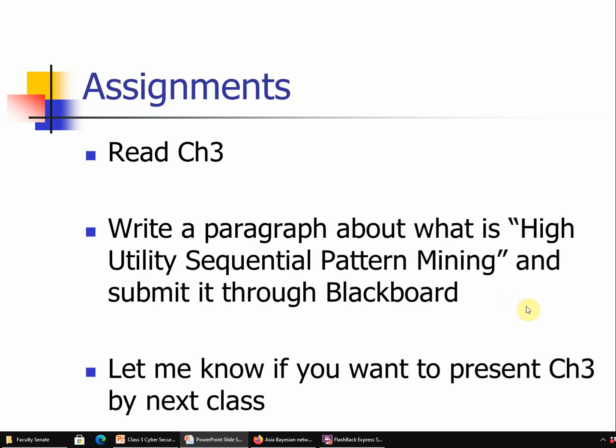So finally, the assignment I want to give you for the class is that I want you to start reading about chapter 3. Chapter 3 is the main algorithms of this proposal. So I want you to write a paragraph about what high utility sequential pattern mining is. That's something new introduced over there. So what do you think that is? High utility sequential pattern mining, and I want you to submit that through Blackboard.